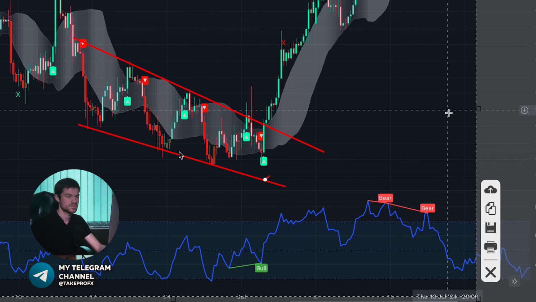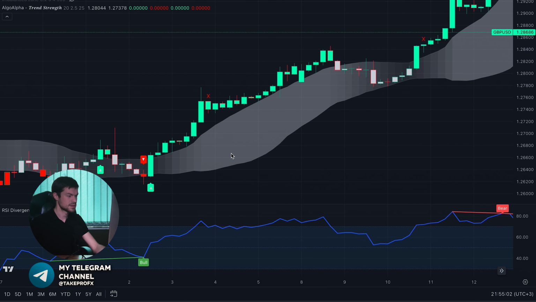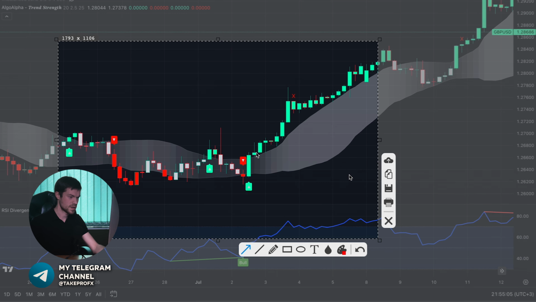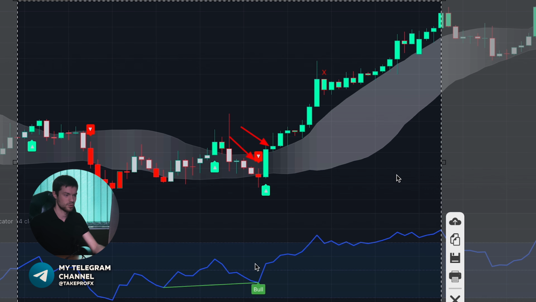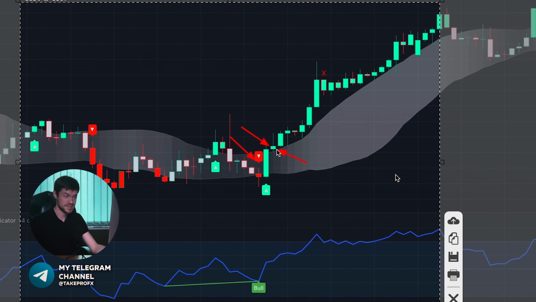As we know, the exit from this figure additionally leads to growth. Accordingly, what do we do? First of all, we see that we have a signal right here on this candle. This means that after this candle on the rise, we enter the trade. Of course, we do not enter the trade on the downside, because we have a bullish divergence here and it is simply contraindicated. But here is our entry point.